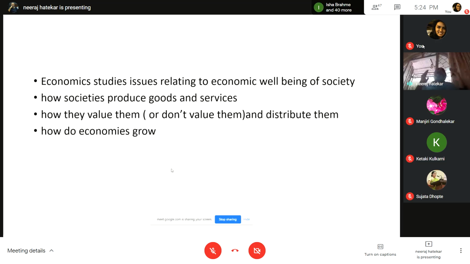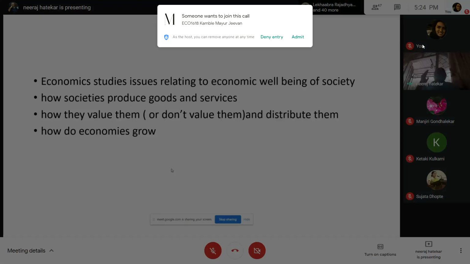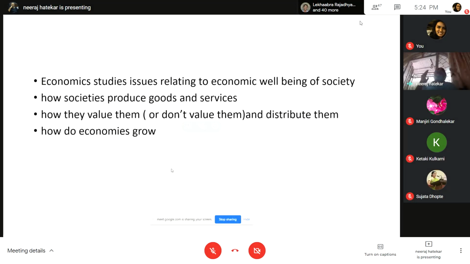So there are certain things which should be sold on the market, certain things which should not be sold in the market, and there are certain value positions that you must always take when you think of markets, right? So those are the kind of things that we would understand. They will also talk about why certain things are not valued and how products are distributed. And finally, we are going to be interested in how do economies grow, right?